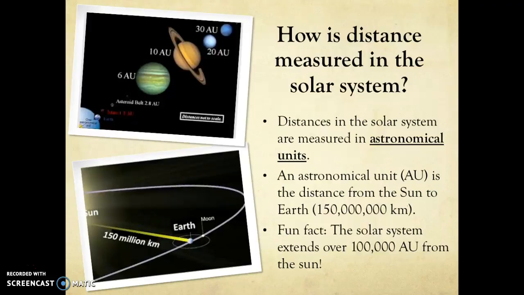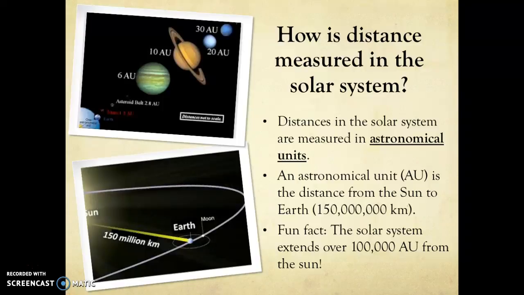So first of all, what we need to talk about is how distance is measured in the solar system. Now, in space in general, we use light years. And we use those because there's just so much distance between objects in space, we have to use something that big. Now, in the solar system, things are still pretty far apart, but they're close enough together that using light years doesn't quite work, because light years are just too big.